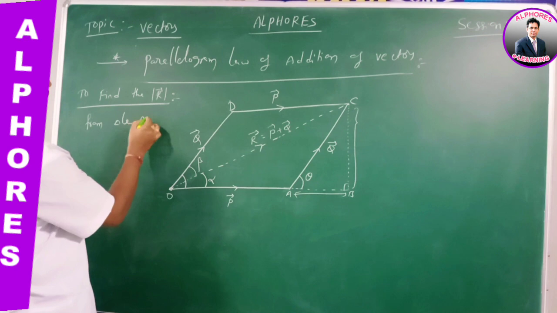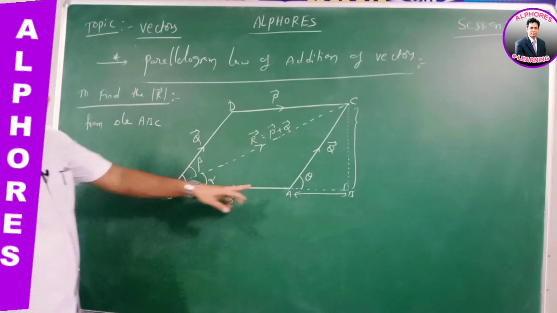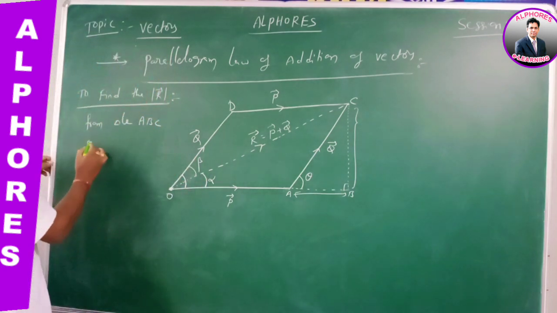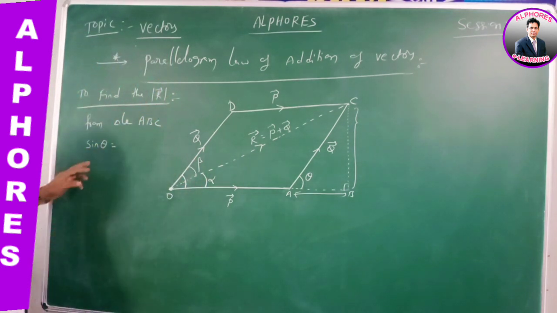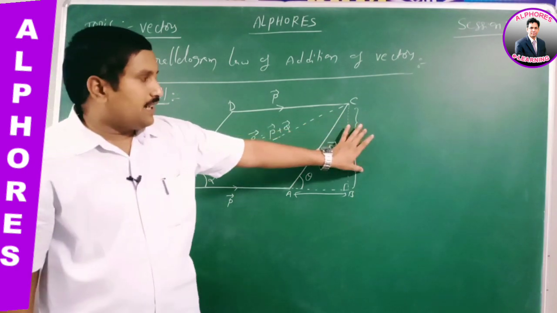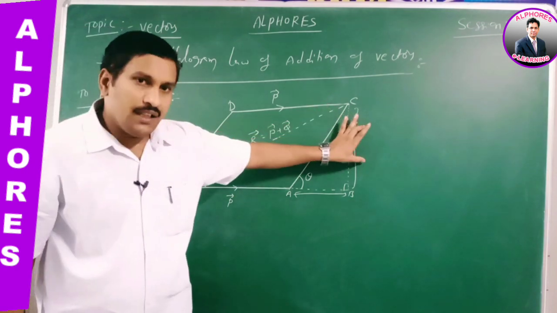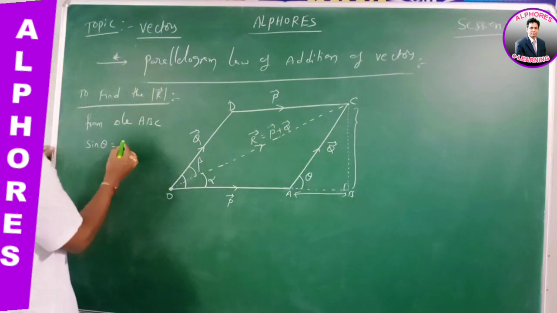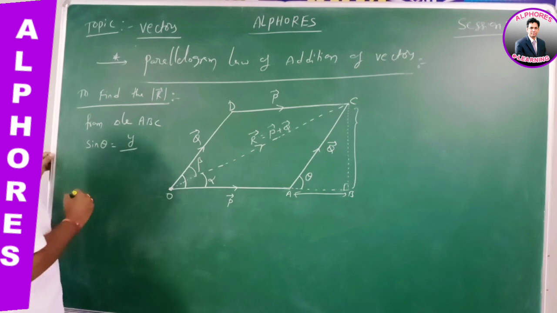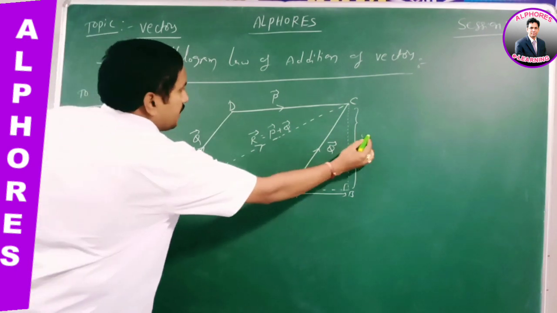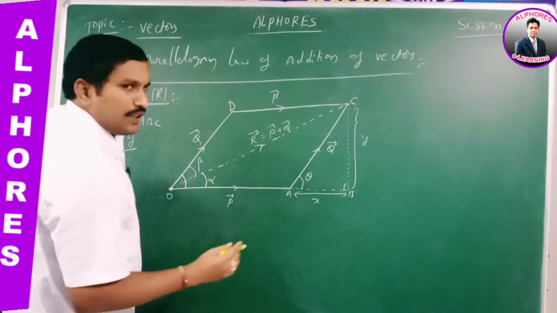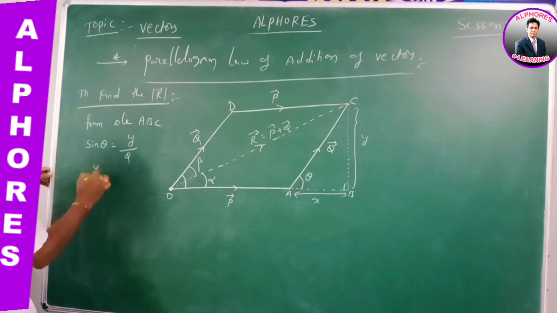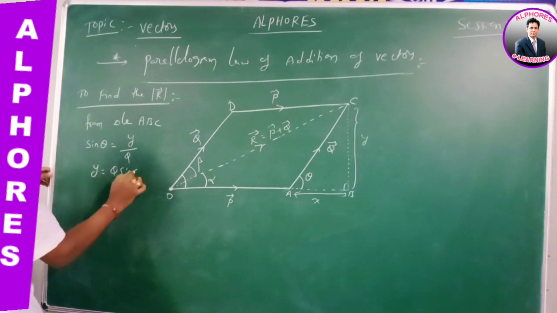Let us say triangle ABC. From triangle ABC, sin theta is equal to, please tell me, if you know the right angle triangle, sin theta is equal to opposite side by hypotenuse. Opposite how much? It can be taken as y, for example, y by the magnitude. This is y, and this is nothing but x. We have to assume. Now y by how much? This is q. That means y is equal to q into sin theta.